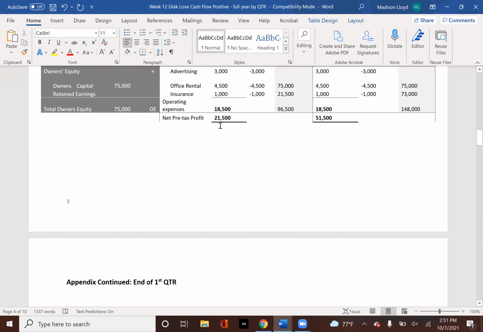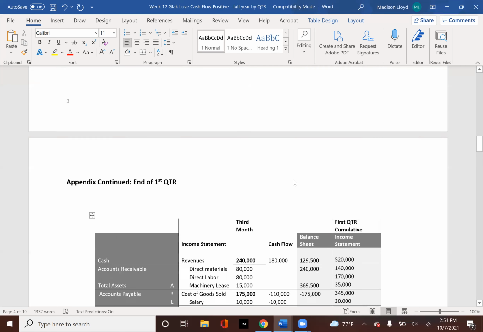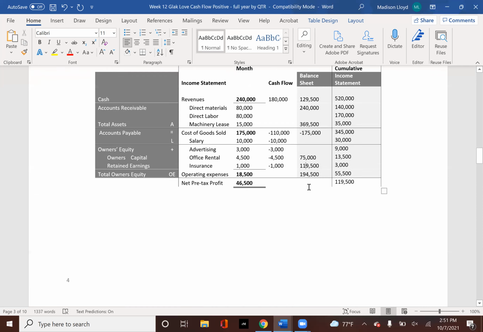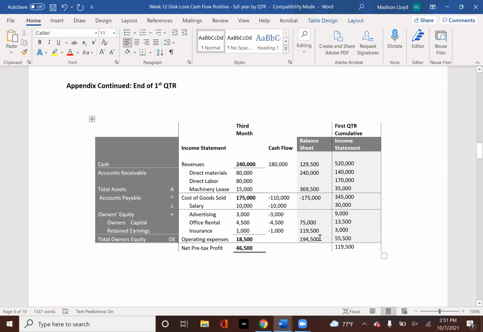So you add all of your profits together, 21,500 plus 51,500 plus 46,500, and come out with $119,500 as your retained earnings. You add those together to get your total owner's equity of $194,500. Okay.